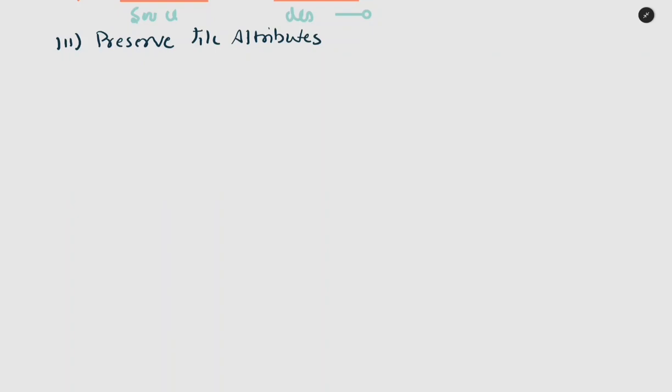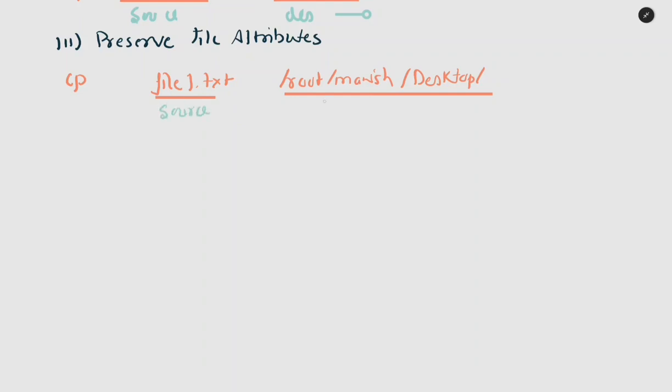So for that, we will use the command cp. The file whose attributes we want to preserve is file1.txt, and where we want to copy is root Manish desktop. So this is our source, this is our destination.